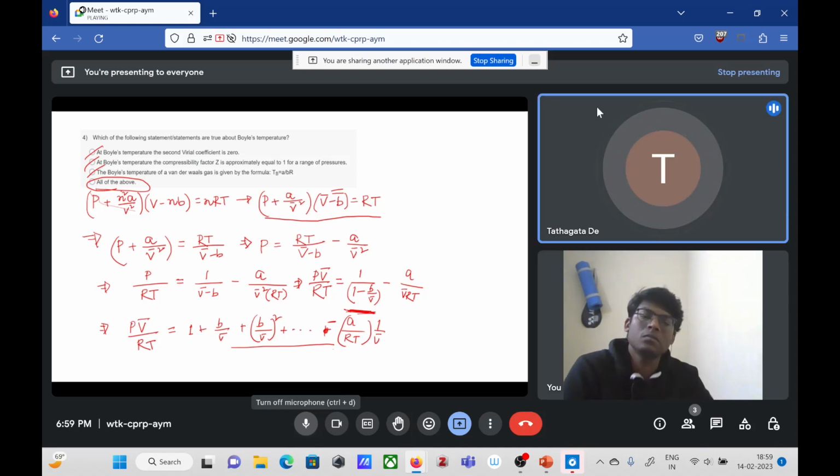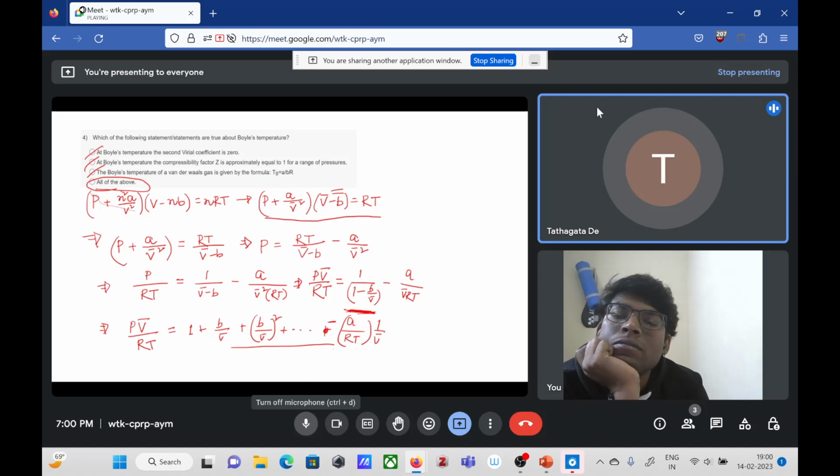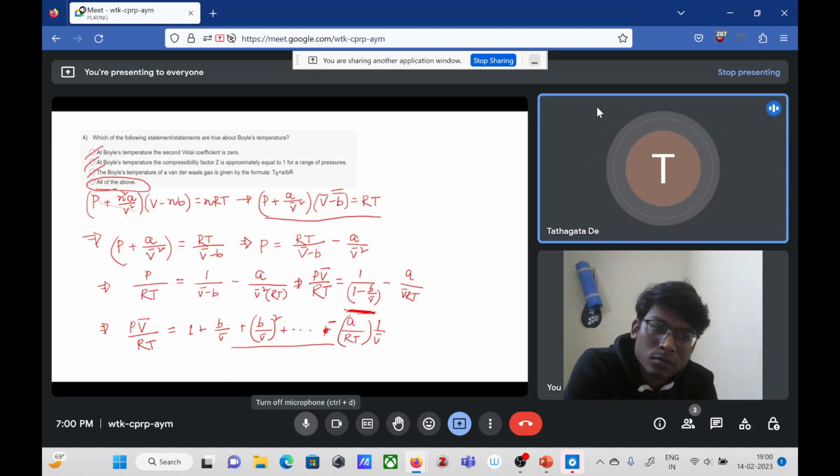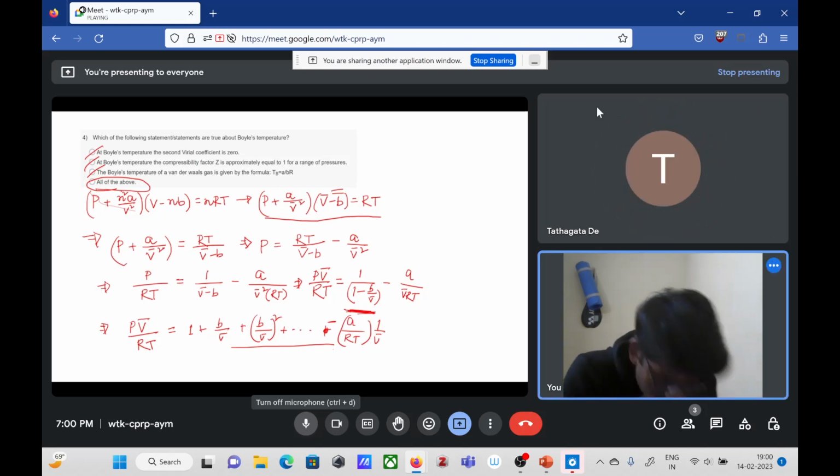One thing that I can recall from the lectures of Arnab Mukherjee sir is that he told us that B(T) can only be 0 when the attractive interactions and repulsive interactions become equal. Yeah, you're right. Absolutely right.